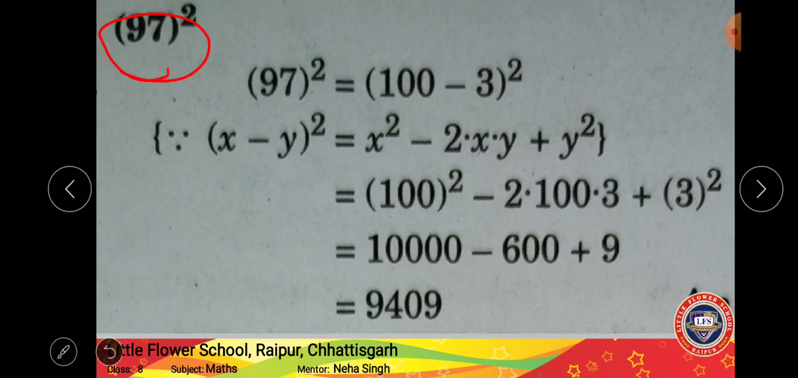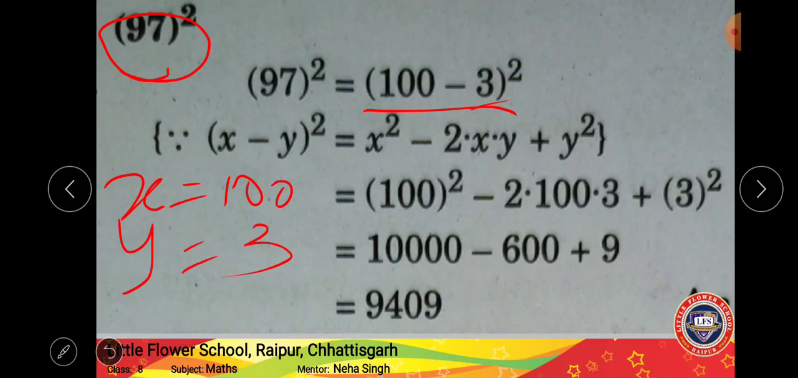Okay. So now see, 100 minus 3, again applying the formula. Value of x is 100 and value of y is 3. Now calculation part is left just, right? 100 square is 10,000 minus 2 into 3 is 600, since these 2 zeros are there, and 3 square is 9. Okay, 9409. So this is the answer.